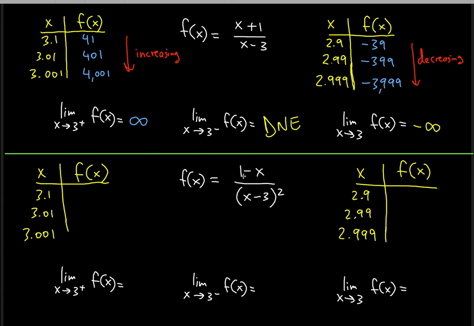Okay, so let's see. I'm going to plug in 3.1 into this function, and let's see what I get. 1 minus 3.1 divided by 3.1 minus 3 being squared. And I'm getting negative 210. Now I'm going to plug in 3.01: 1 minus 3.01 divided by 3.01 minus 3 being squared. And I'm getting something really crazy, negative 20,100.